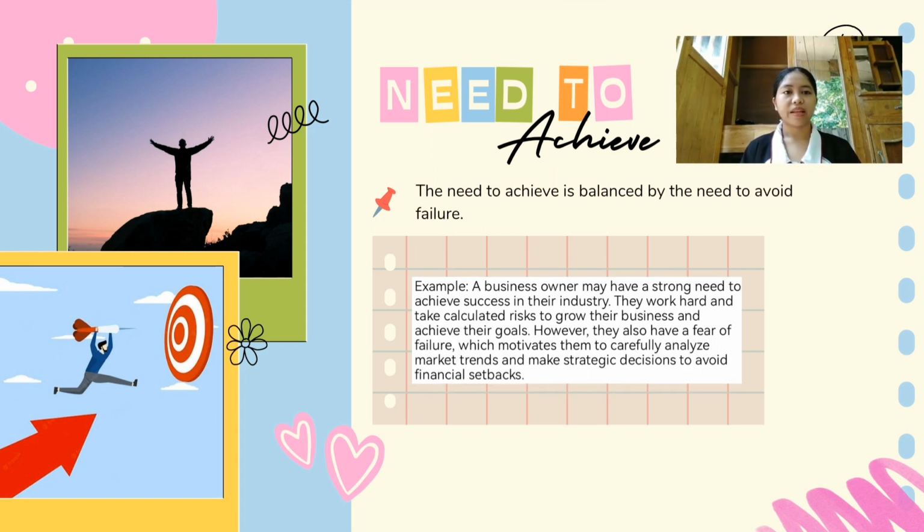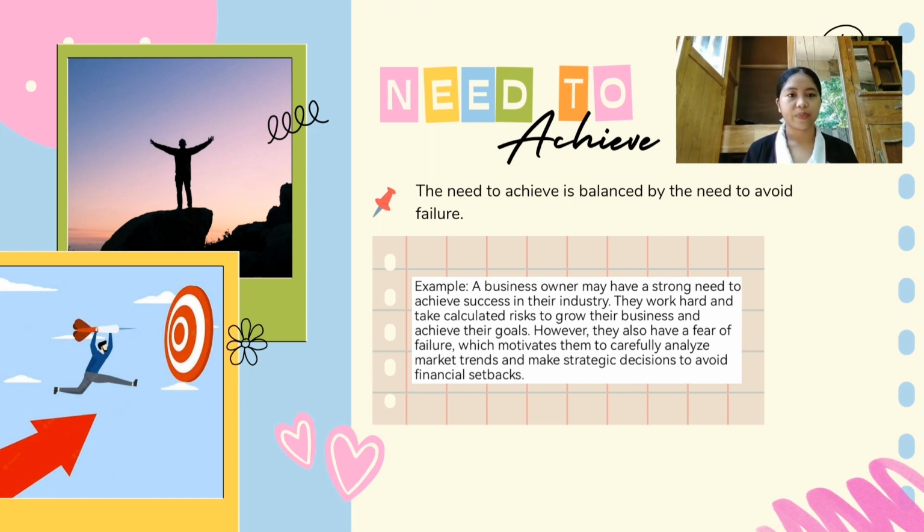Next is the need to achieve balanced by the need to avoid failure. The need to achieve refers to an individual's desire to accomplish goals and succeed in their endeavors. However, this need is balanced by the need to avoid failure, which is the fear of not achieving one's goals or falling short of expectation.